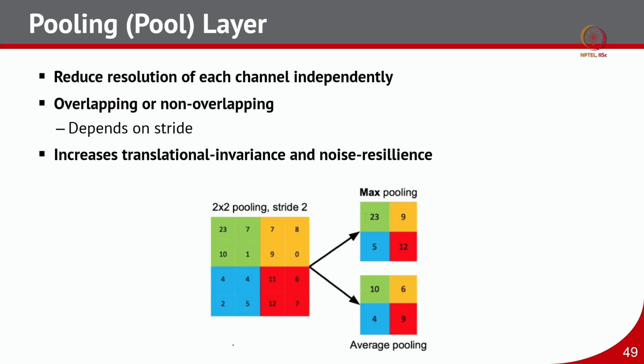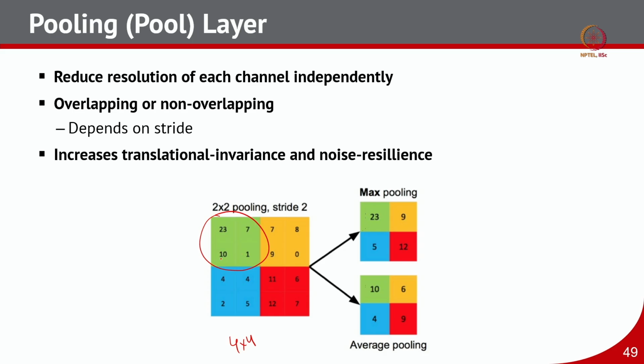Now let's say we have this 4 by 4 input image, and we want to perform a 2 by 2 pooling with a stride length of 2. Again, there is some similarity with respect to the convolutional operation. Whenever we perform this 2 by 2 pooling, first we have to take this 2 by 2 patch. These are the exact pixel values: 23, 7, 10, 1.